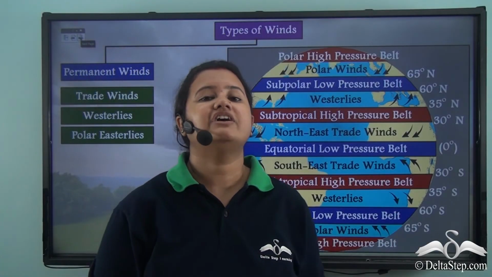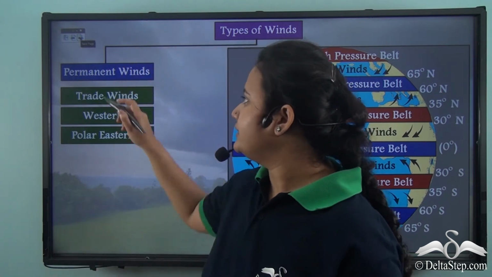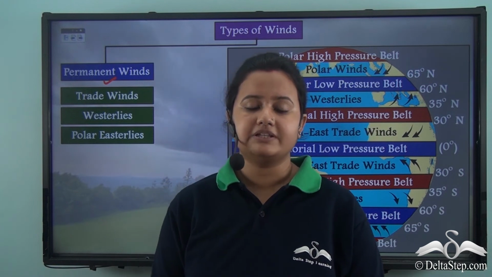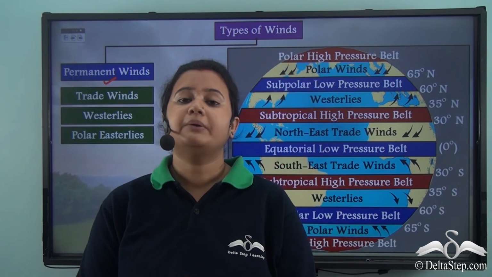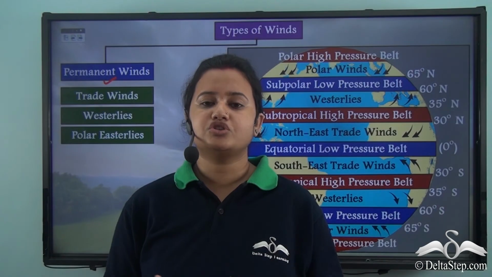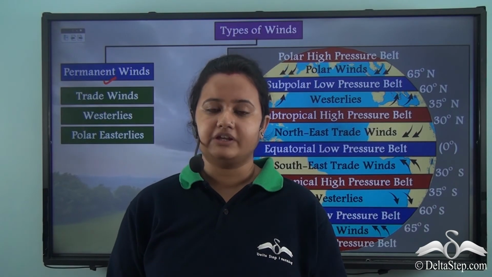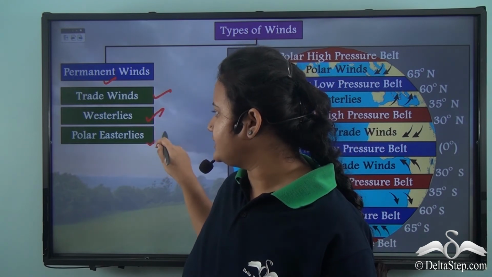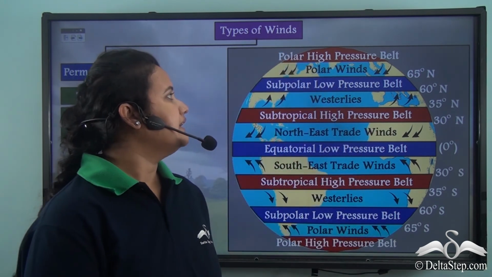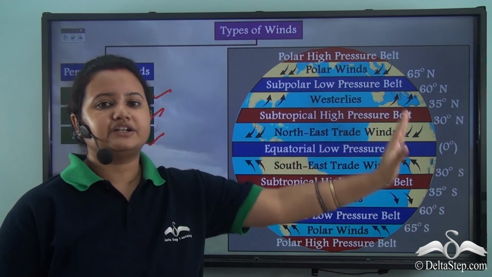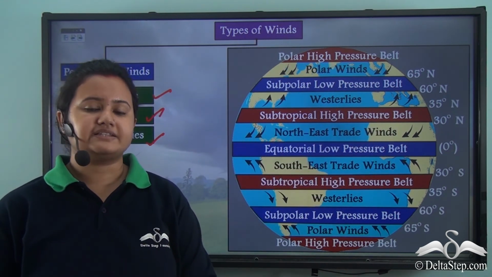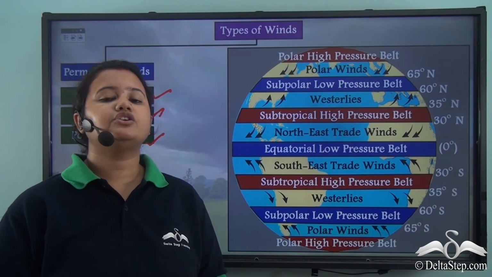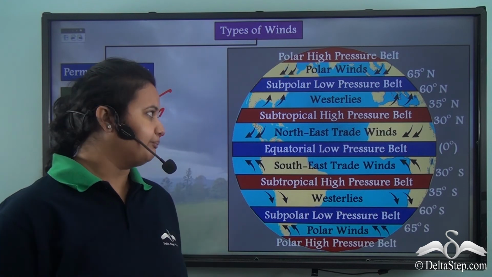Now here we have the summary chart on permanent winds or planetary winds. Planetary winds or permanent winds, as we discussed, blow in one particular direction. And we also know that permanent winds are of various types, that is trade winds, westerlies and polar easterlies. Now this picture shows the different types of planetary winds that exist all over the globe. These planetary winds are named according to the direction from which they blow.